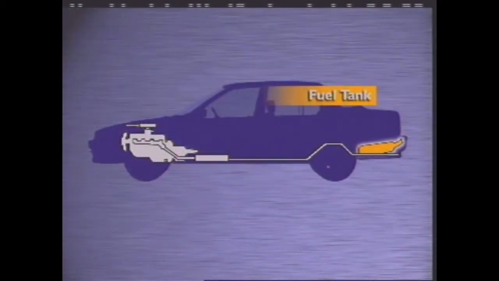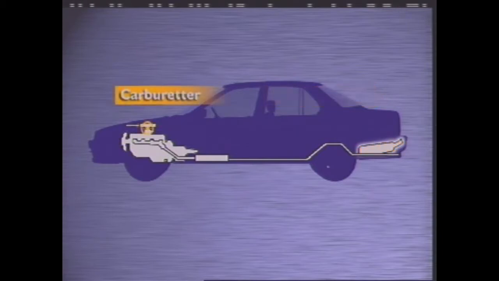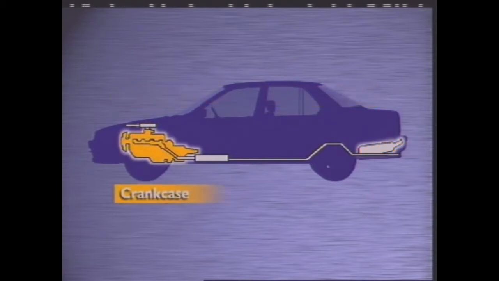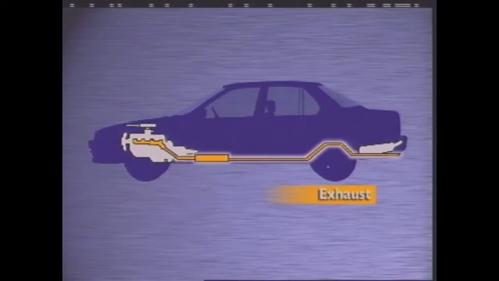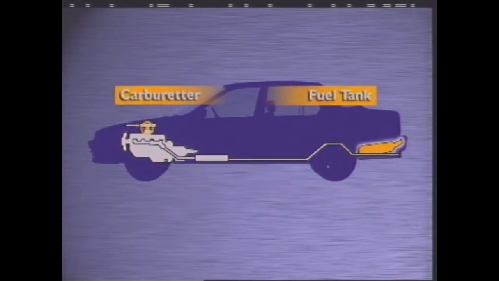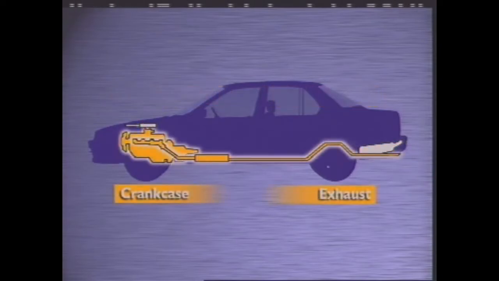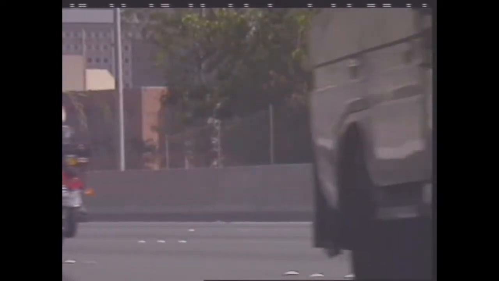Emissions from a petrol-driven motor vehicle usually come from four sources: the fuel tank, the carburetor, the crankcase, and the exhaust system. The fuel tank and carburetor allow fuel to evaporate and escape to the atmosphere. These are called evaporative emissions. The crankcase and exhaust system emit pollutants directly from the engine into the atmosphere. They are caused when hydrocarbons, lead compounds, and oxygen and nitrogen from the air are burned in the combustion chamber.